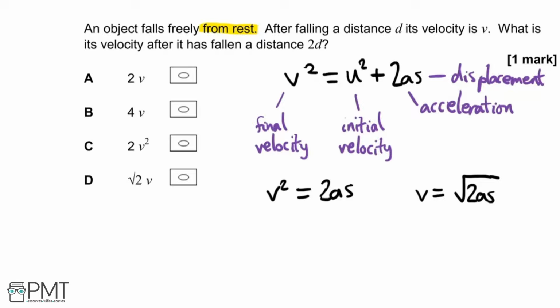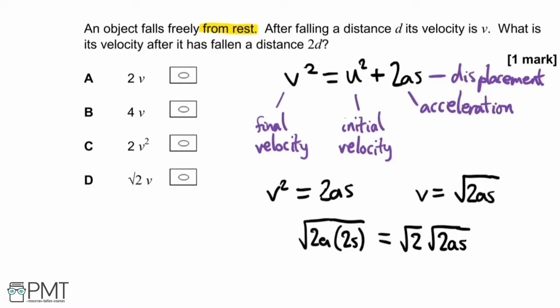Now from this, you might be able to see already what the relationship between v and s will be. Effectively, if we double the value of s, which in this case we're calling d because it's the distance travelled or the displacement, what we can actually do is take that 2 out of that square root and place it on the front. Now we know that the square root of 2as is also equal to v, so we can say that when that distance is doubled, we end up with the velocity being multiplied by a factor of root 2. So the answer to this one is going to be D.